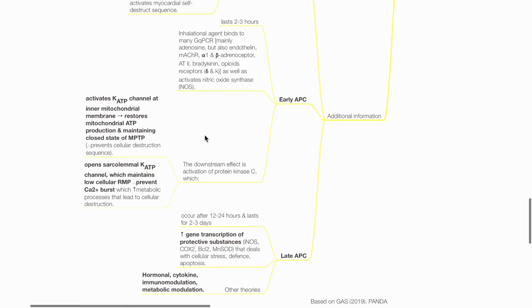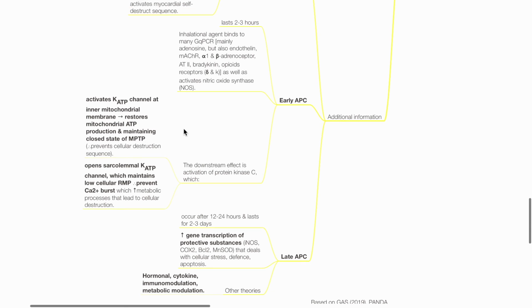During early APC, there is activation of the potassium ATP channel at the inner mitochondrial membrane, which restores mitochondrial ATP production and maintains the closed state of the MPTP. There is also opening of the sarcolemmal potassium ATP channel, which maintains a low cellular RMP to prevent calcium burst. Early APC lasts for 2 to 3 hours.